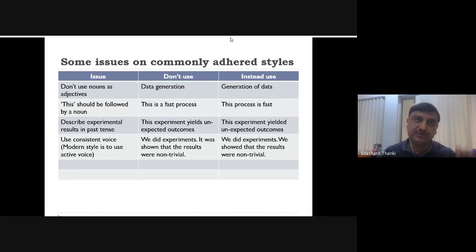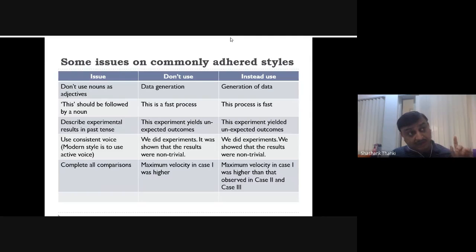Use a consistent voice, whether it is active or passive, but throughout the paper it should be consistent. Sometimes in one paragraph you are discussing it in active voice, in another paragraph you are writing something in passive voice. That is not acceptable.